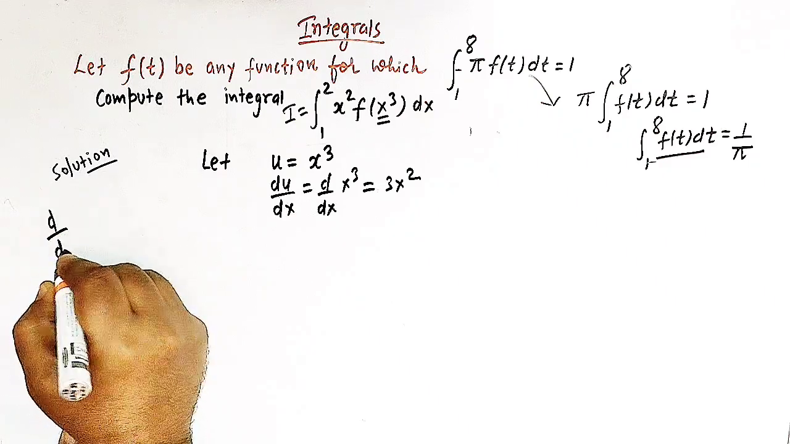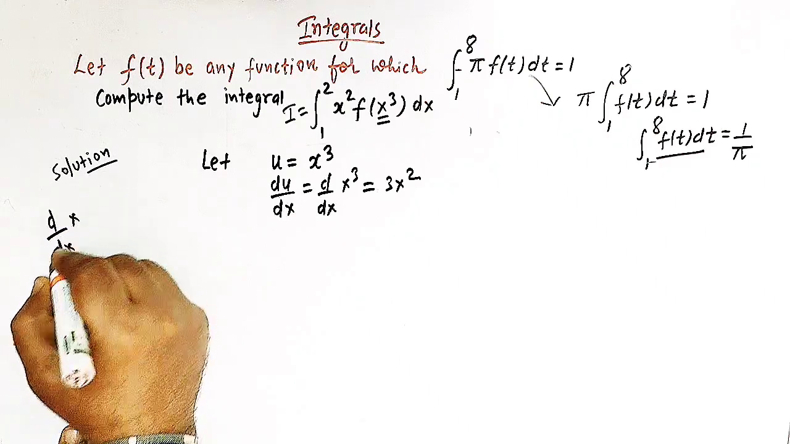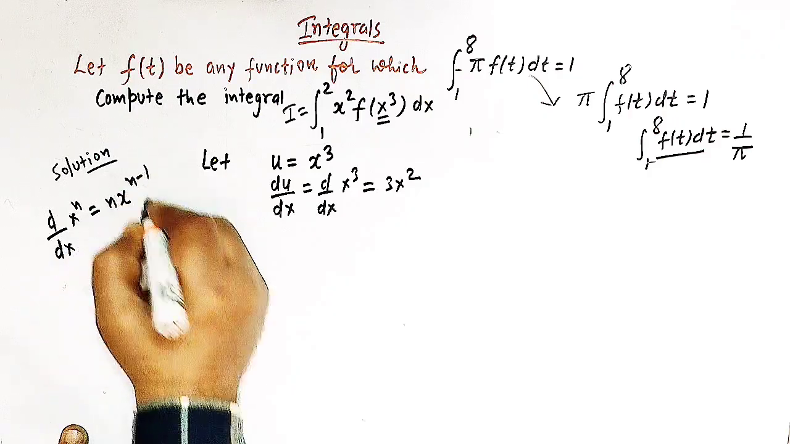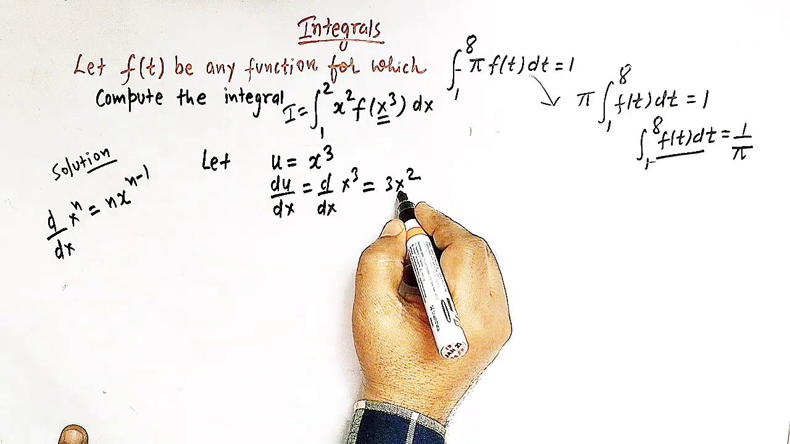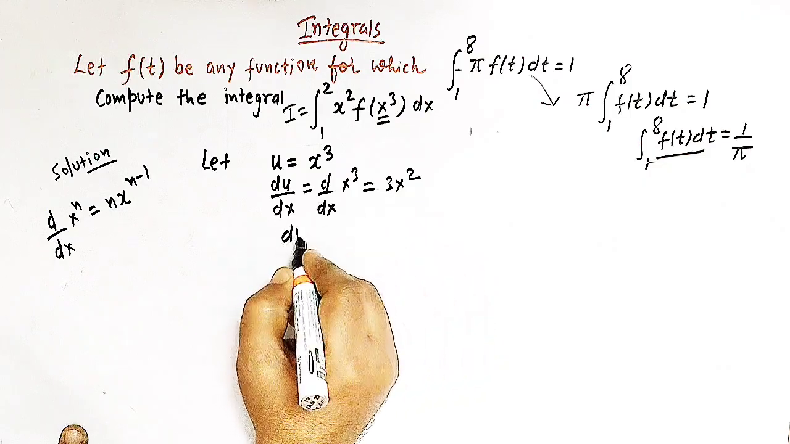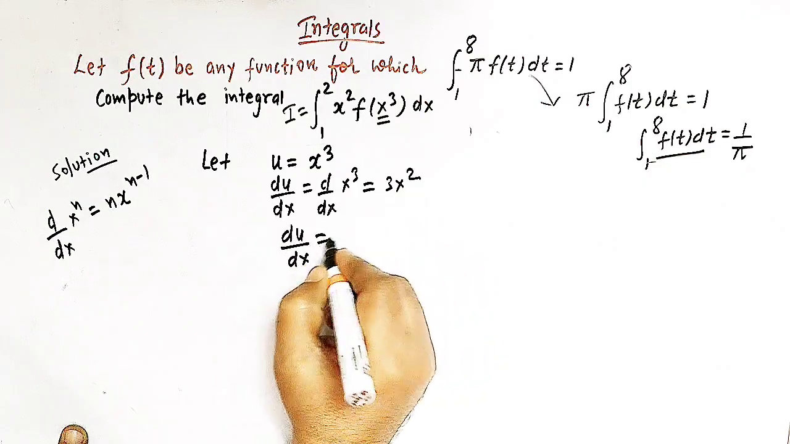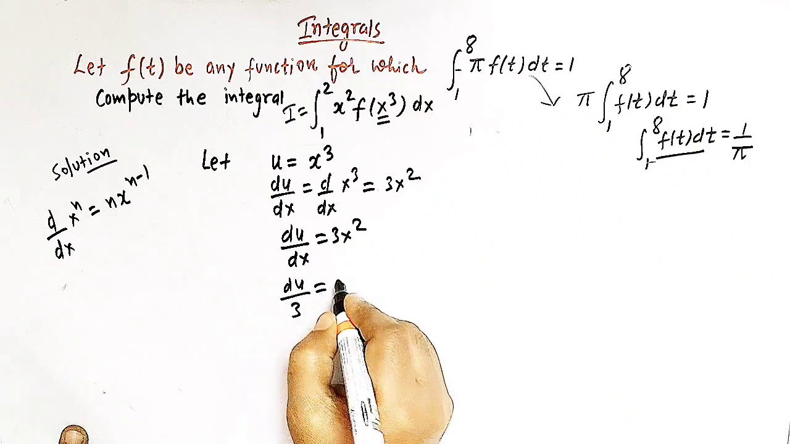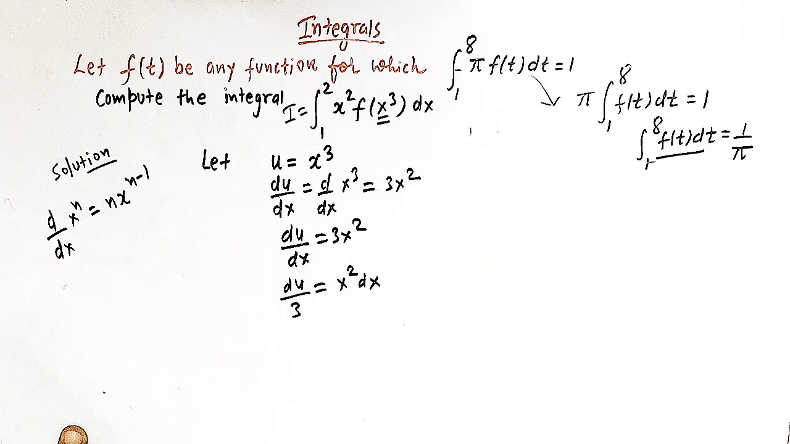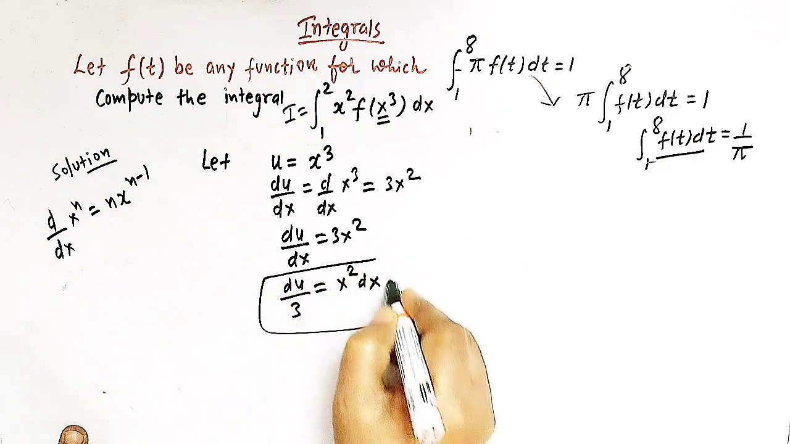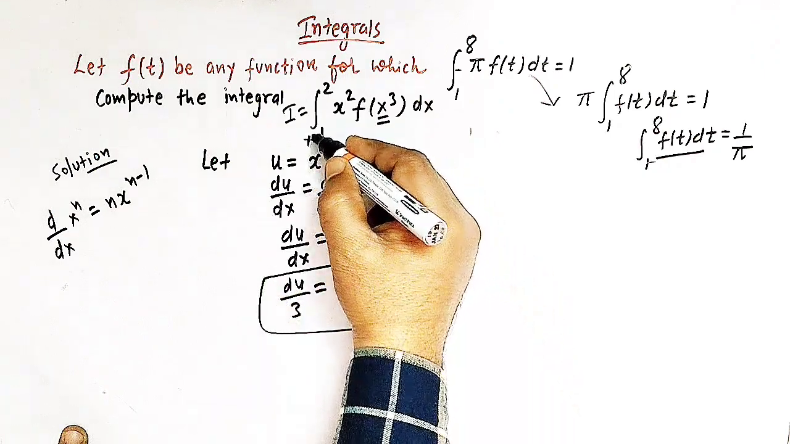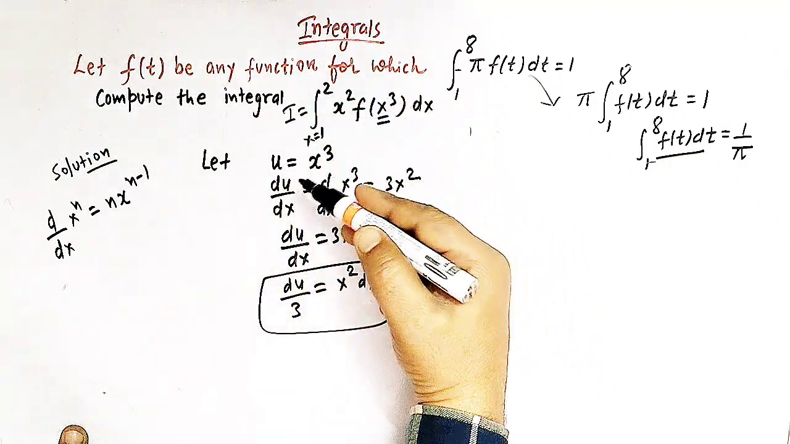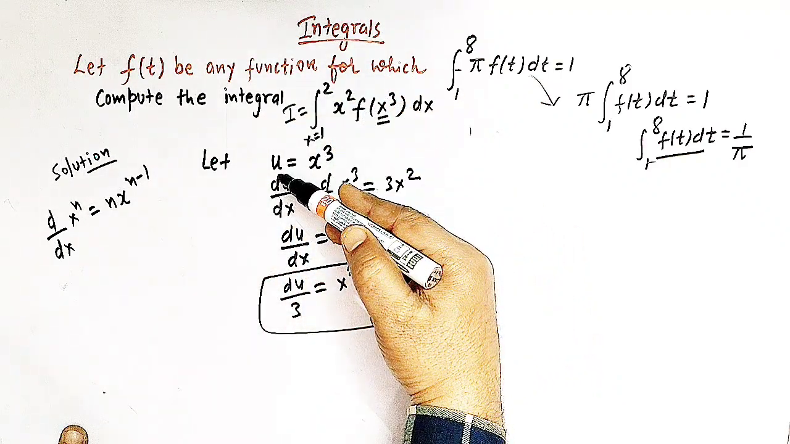Using this formula, that is the derivative of x raised to n is n x raised to n minus 1, right? So here we have now du over dx is equal to 3x square. So we can now write du over 3 is equal to x square dx. Okay, so now here the limits vary from 1 to 2. So let us change the limits as we have used this substitution.